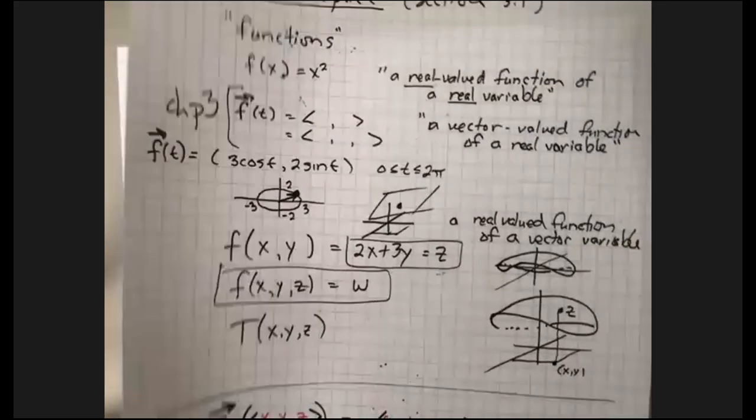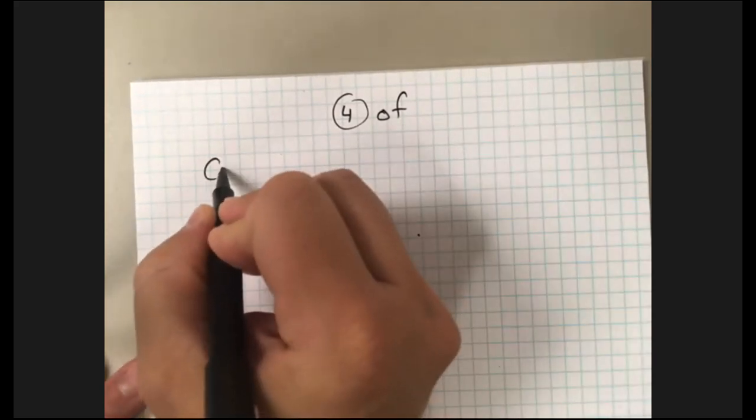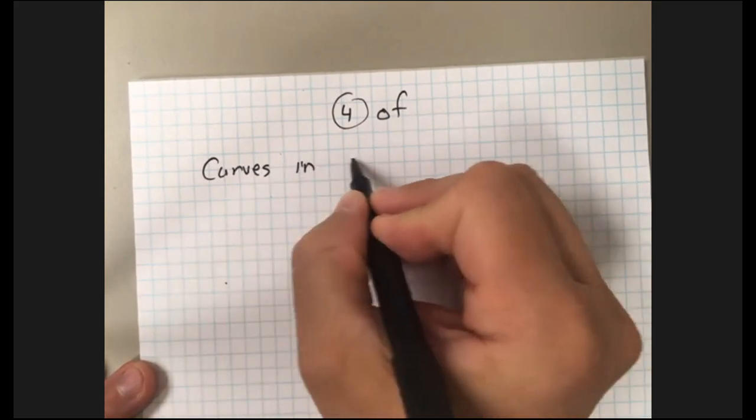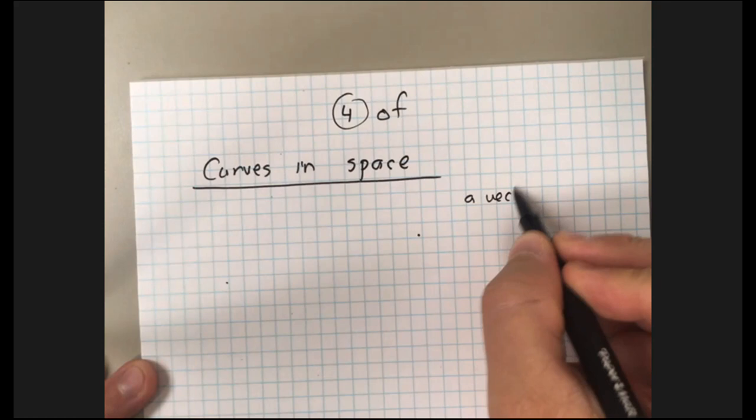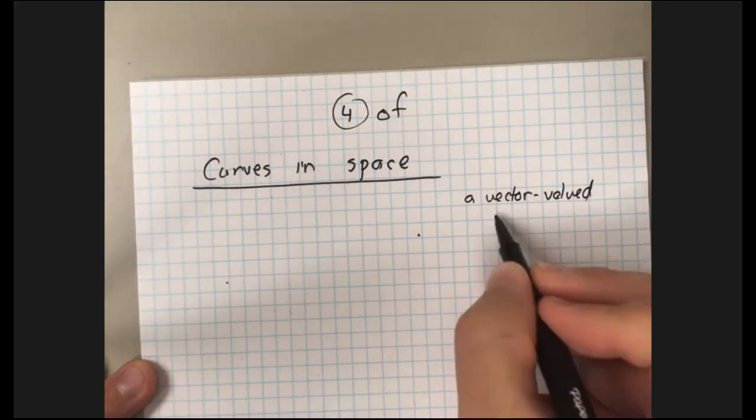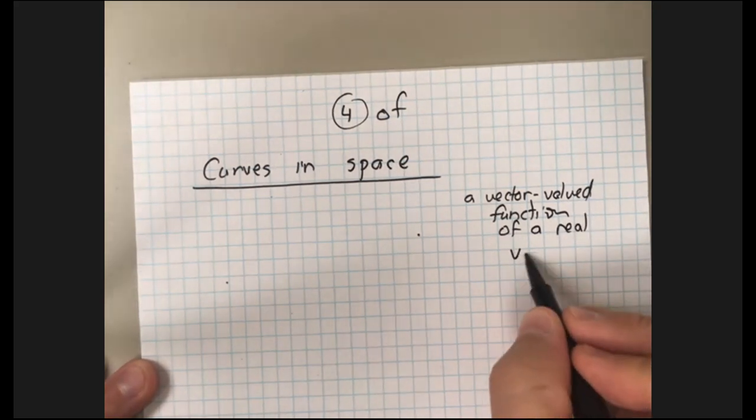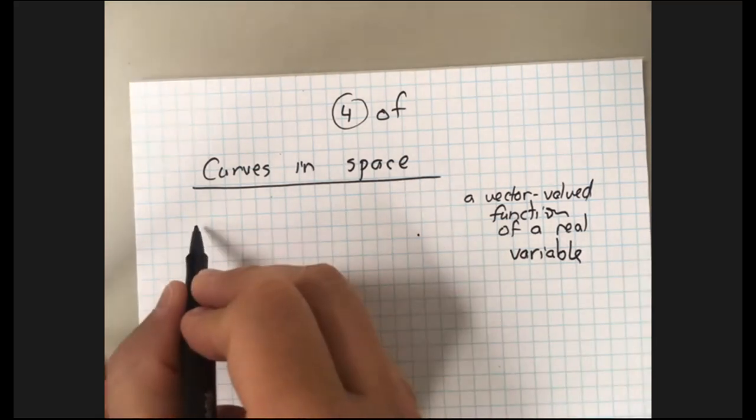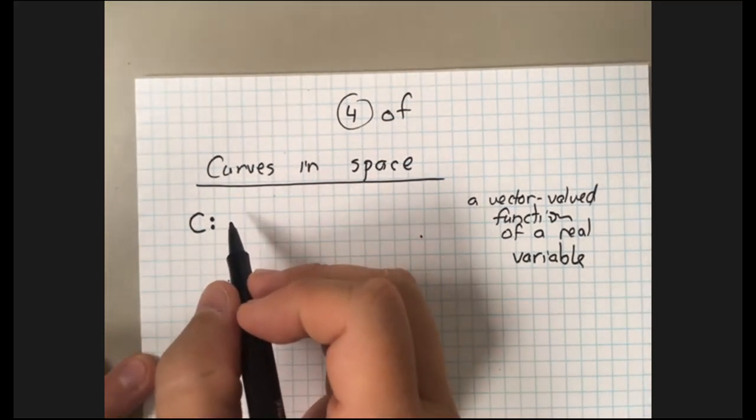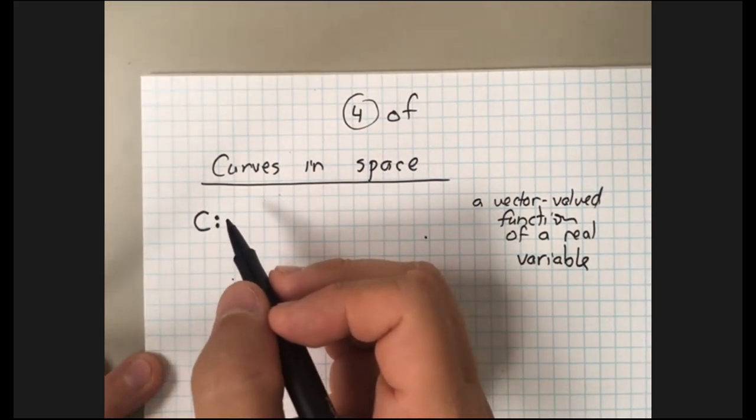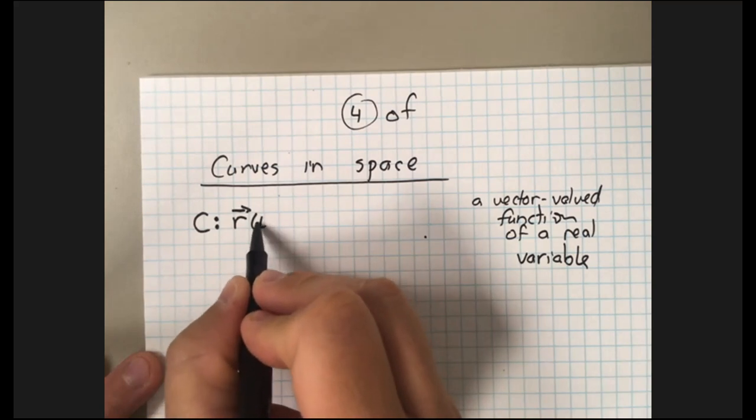Okay, so which of these four are we going to do? We're going to concentrate on curve and space. And that means we're concentrating on a vector valued function of a real variable. And by convention over the years, let's just start. Let's call our curve C. We can call our curve anything. We called our lines L, but we can call the line Q if we want to. Let's say a curve C is a vector valued function of a parameter T.